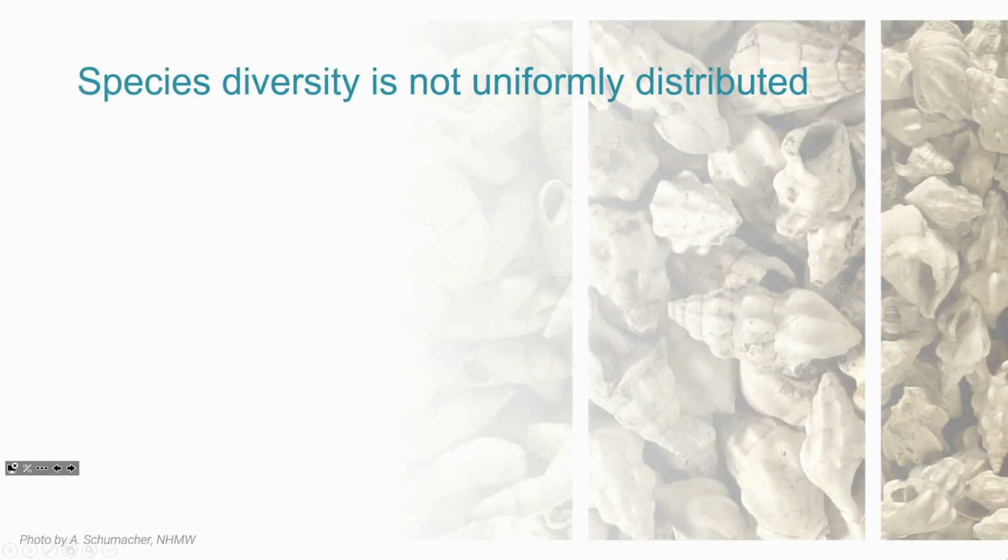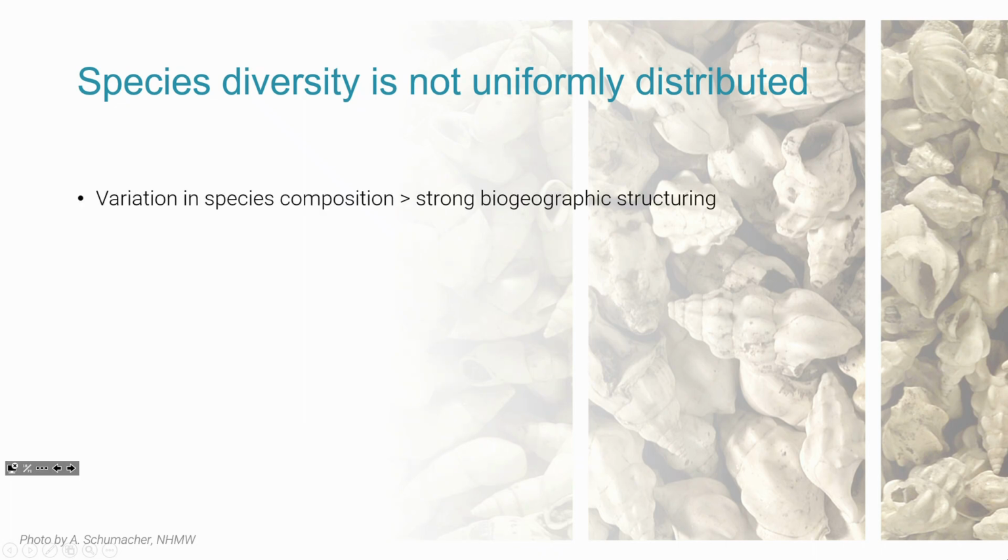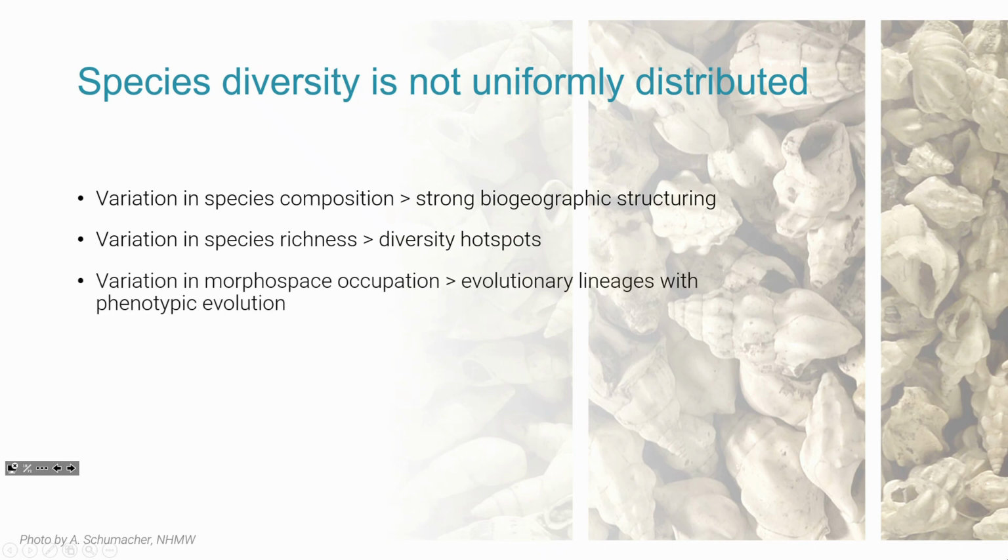So we know that species diversity is not uniformly distributed. This is not something new, but which might be interesting patterns to look at. First, we'll have a look at the variation in species composition, because in freshwater gastropods we have quite a nice biogeographic structuring. We will look at species richness patterns, which relates to the formation of diversity hotspots, and we will also look at differences in the morphospace occupation, so kind of morphological evolution, morphological diversity.